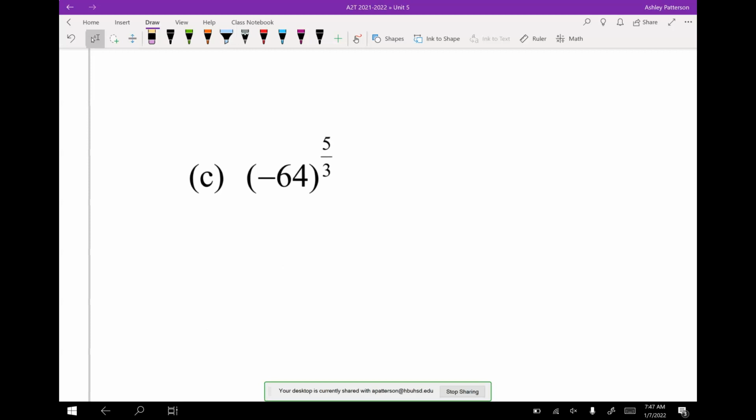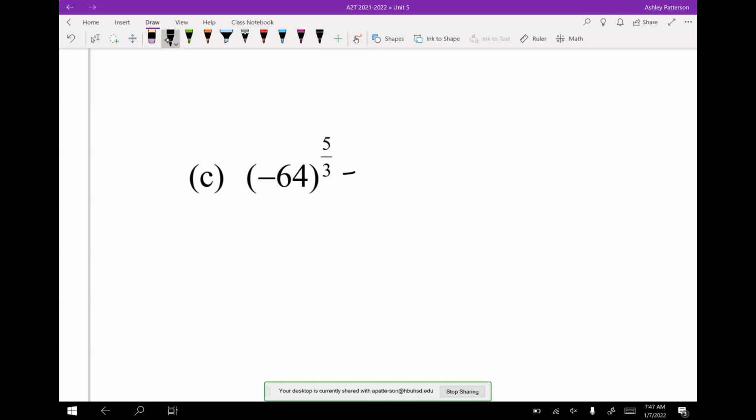All right, example C. Ooh, there's a negative. Do I get to take the reciprocal of the base? Why are you shaking your head no? Yes, very good. If the base is negative, that is not an exponential property. The only time that we're going to apply the negative exponent property is when the exponent is negative. Oh, sad day for me. All right, so negative 64 raised to the 5/3 power.